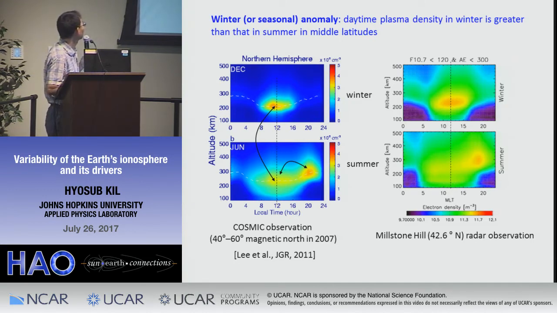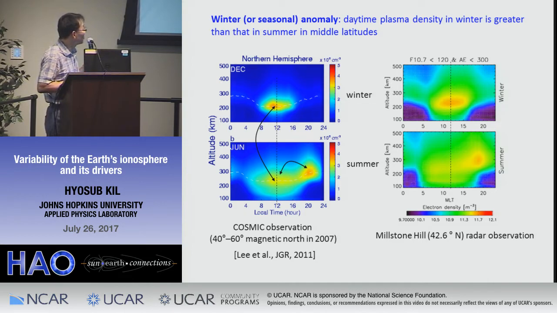This plot shows the middle latitude plasma density derived from COSMIC observations. And December is the northern hemisphere winter, and June is summer. If you compare the plasma density at noontime, December is greater than June. In other words, plasma density during winter is greater than June. So this phenomenon is called winter anomaly.